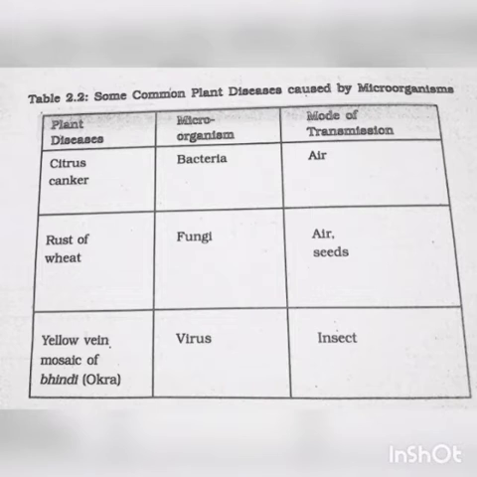Table 2.2. Some common plant diseases caused by microorganisms. First, plant diseases. Next, microorganisms, that is the causative organisms. Then, mode of transmission. The plant disease citrus canker: the causative organism is bacteria, mode of transmission is air. Then, rust of wheat: causative organism is fungi, mode of transmission is air and seed. The plant disease yellow vein mosaic of Bengal: the causative microorganism is virus, mode of transmission is insect.